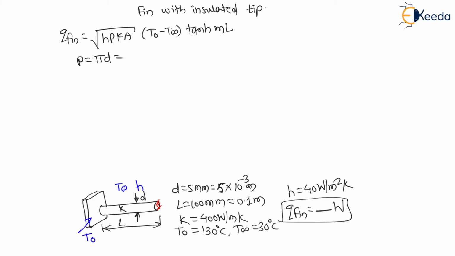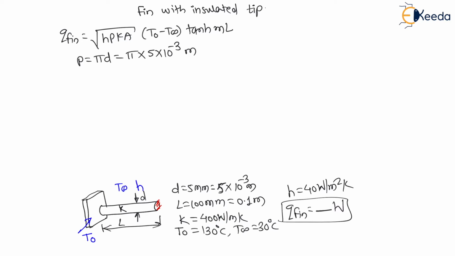Therefore, if I find this perimeter, which is pi d, pi into diameter is 5 into 10 to the power minus 3. This will be the perimeter in meter. Then K is the thermal conductivity of the fin material, which is given. A is the cross section area of this fin.